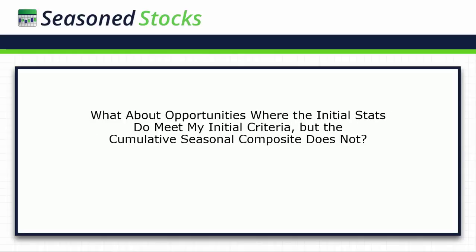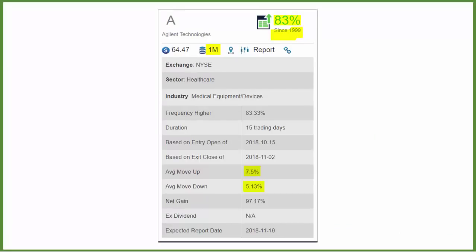Okay, but what about the opportunities where the initial stats do meet my criteria, but the cumulative seasonal composite does not? And so for that, I'm going to scroll down a little further and give you an example of one that does not. So if I'm opening any of these, at what point do I say, okay, you know what, the seasonal composite is going to cause me to probably not look at this trade? Well, scroll down and look at Agilent during this time period.